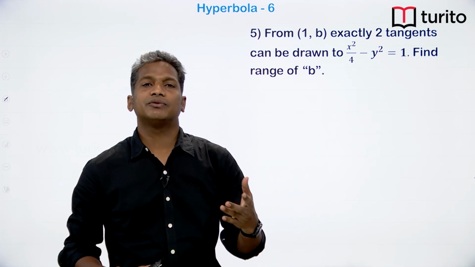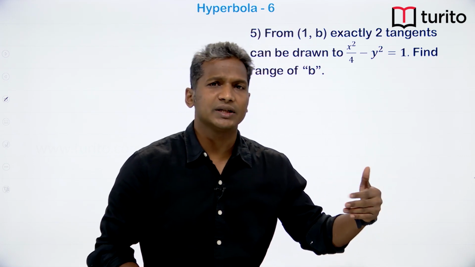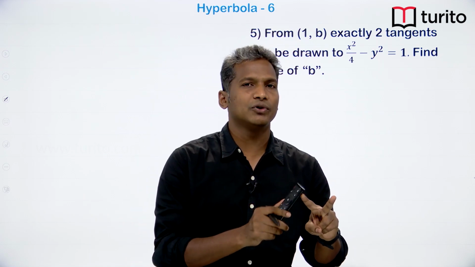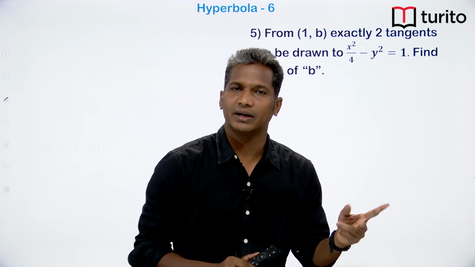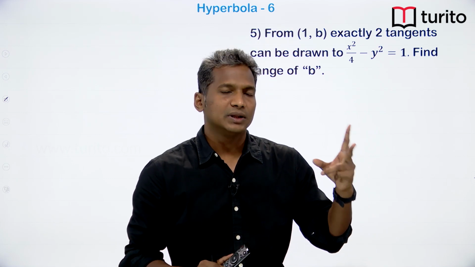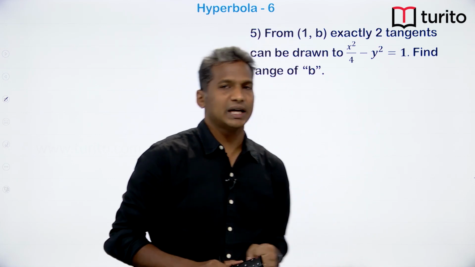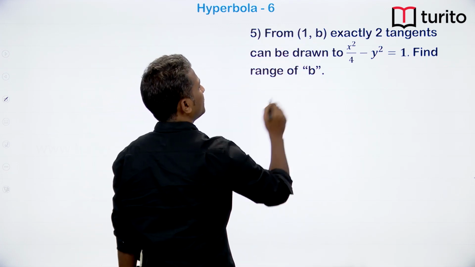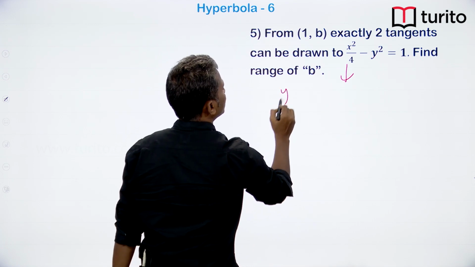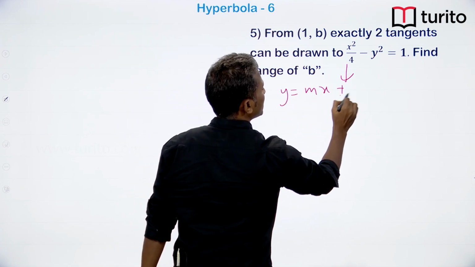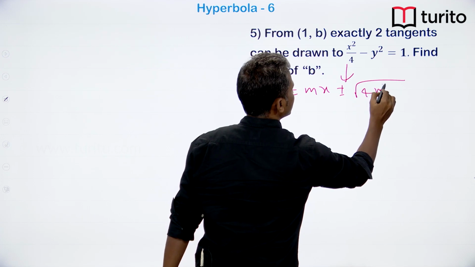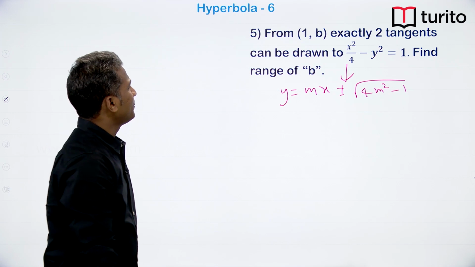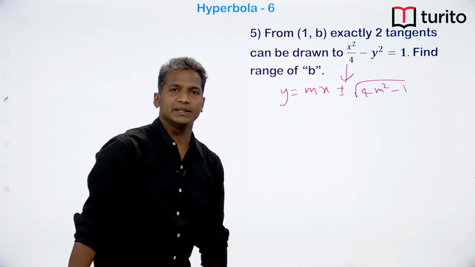So what is the method to find the tangents through a point which is external to the curve? There are two methods. One is the combined form, SS1 equal to T square, or the separate form, which starts with the slope form of the tangent. Let me use that method here. What is the slope form of the tangent of this curve? y equals mx plus or minus the root of a square m square minus b square. Now we substitute the point (1, b) in this.